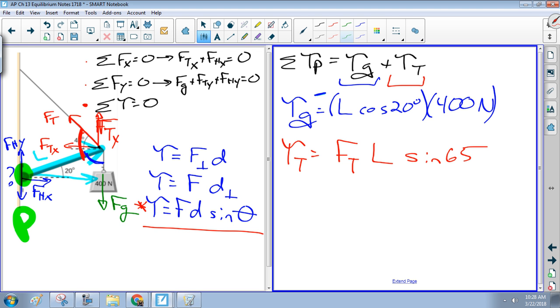All right, and then we can fairly safely assume that that torque is going to be counterclockwise, but let's not gamble on that. Let's let the math do the work for us.